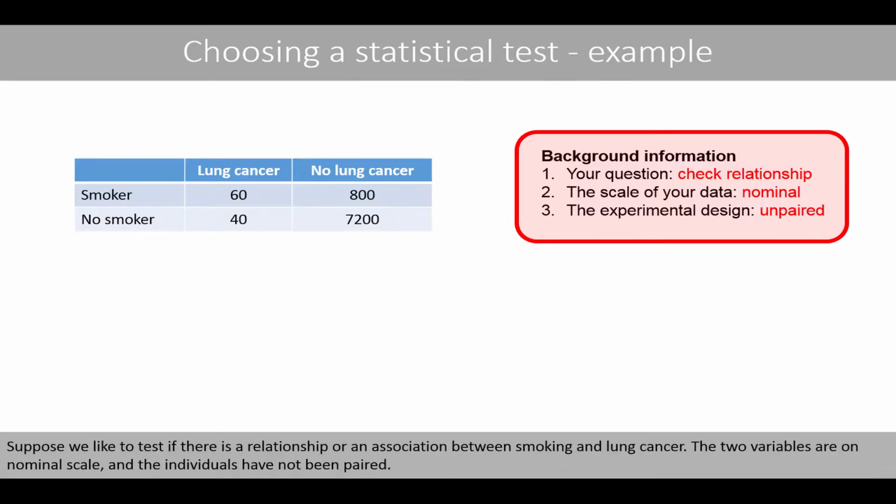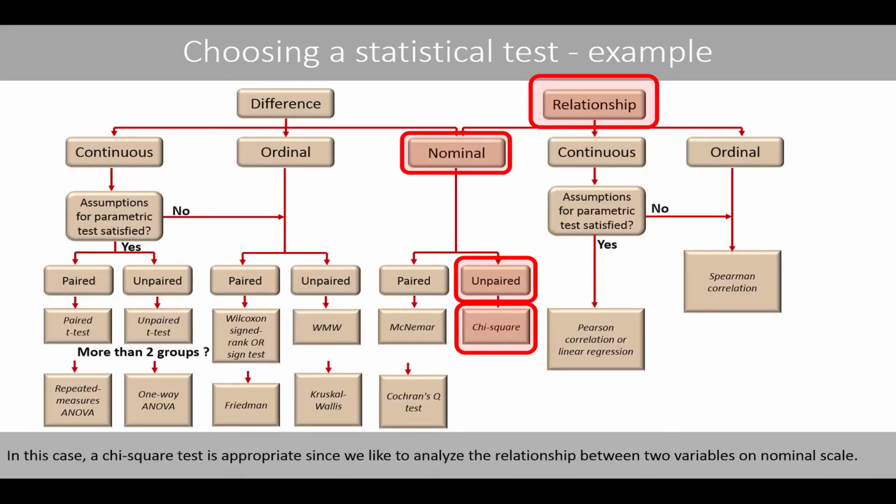Suppose we like to test if there is a relationship or an association between smoking and lung cancer. The 2 variables are on nominal scale, and the individuals have not been paired. In this case, a chi-square test is appropriate since we like to analyze the relationship between 2 variables on nominal scale.